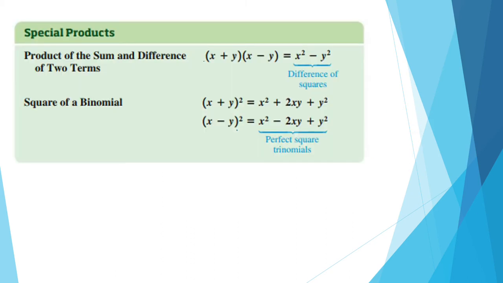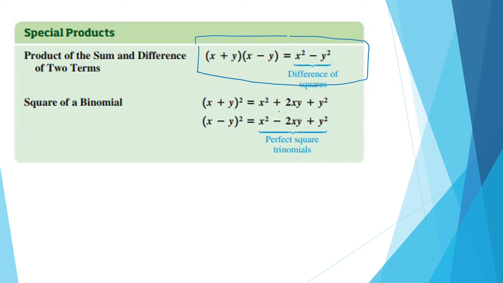There are some special products that we should be aware of. The first one is if we multiply two binomials together and the only difference between them is a plus or a minus sign in between, we actually cancel out the two middle terms and we get x squared minus y squared. So this is a good formula to remember. So please write that down somewhere. Remember this formula.